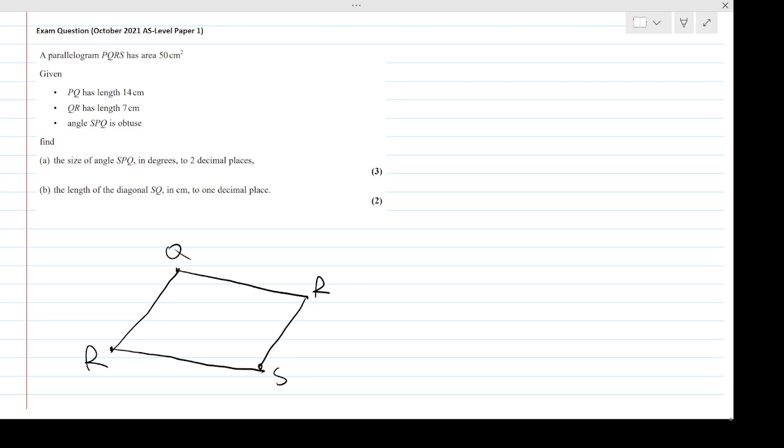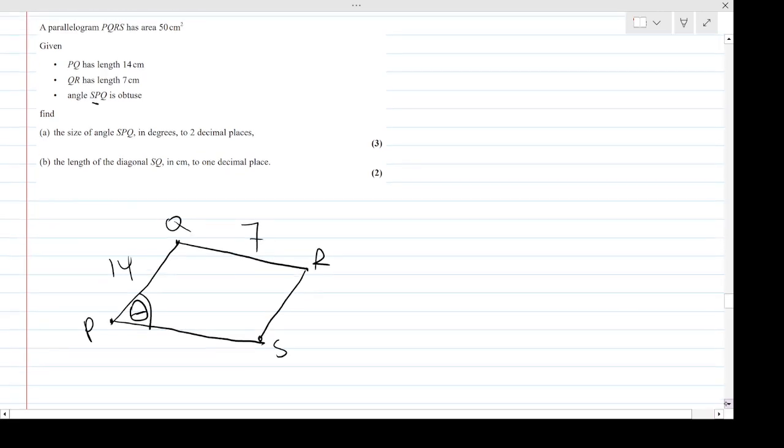So PQ, no, that's P. Why have I done another R? PQ is 14, QR is 7, and angle SPQ, so the angle's at P, because P's in the middle here. I can call that, say, theta. It's obtuse, so I need to work out the angle then.